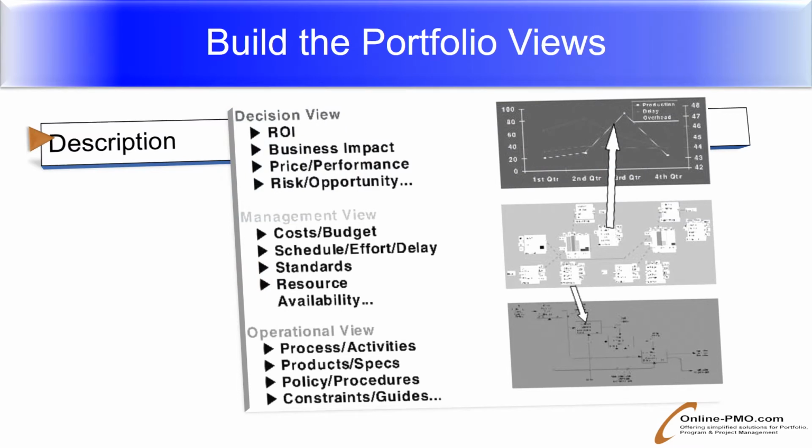Once the portfolio and sub-portfolio data have been defined and collected, views must be created to enable the key stakeholders to make decisions. They are represented graphically as bubble, pie, and bar charts. These views should show how well the portfolio aligns with the stated goals and objectives.